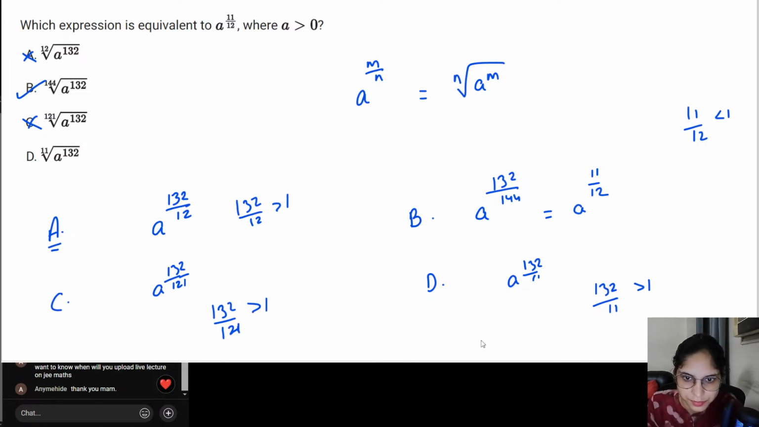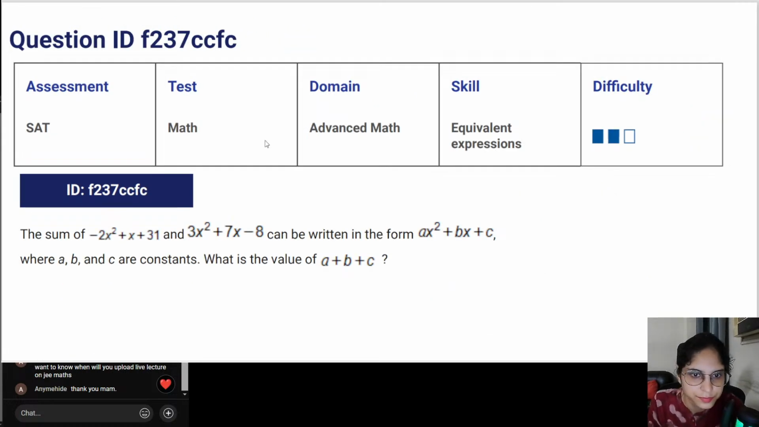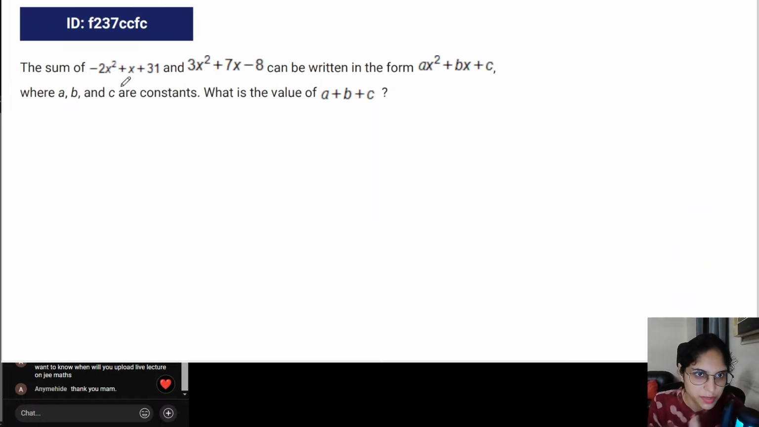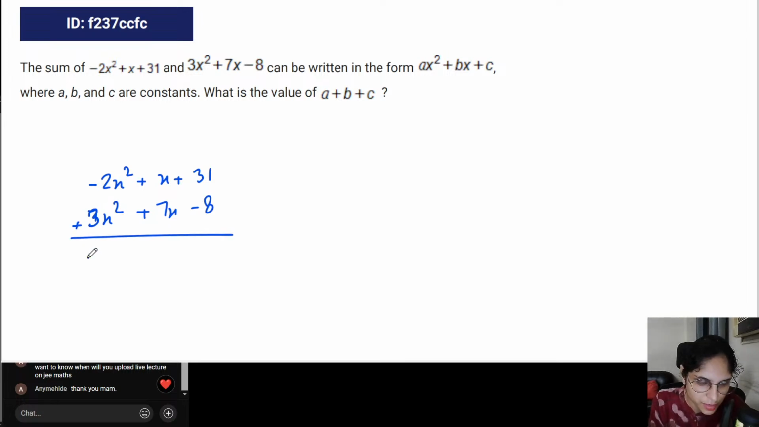43. Okay, the sum can be written in the form of ax square plus bx plus c. What is the value of a plus b plus c? You can use vertical method, you can use horizontal method. For this one, just for a change, I'm using the vertical method. Negative 2 plus 3 is 1. Plus 1 plus 7 is plus 8. 31 minus 8 is 23.